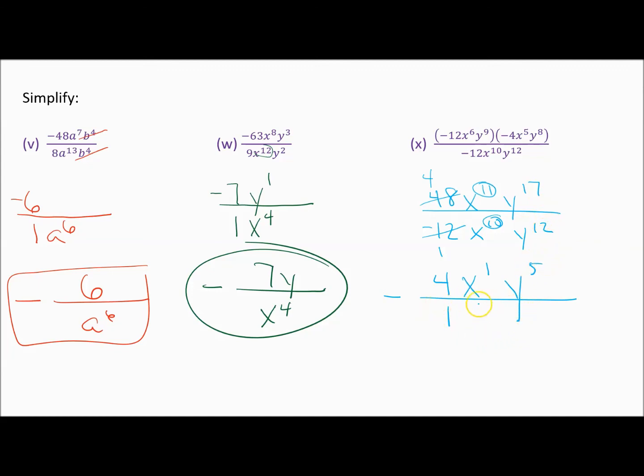Now I can make this look a little better. Look, there's only a 1 remaining in the denominator, so that's not required. Every whole answer has a 1 in the denominator, so really, all I need to do is write negative 4x y to the 5th. I don't have to write the 1 as the exponent on the x, and that is the most simplified version of that answer.